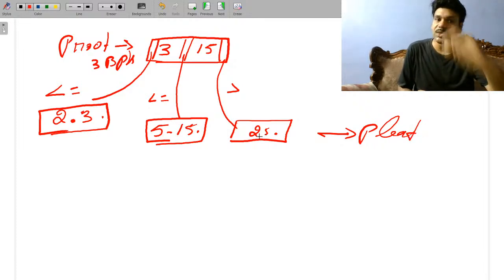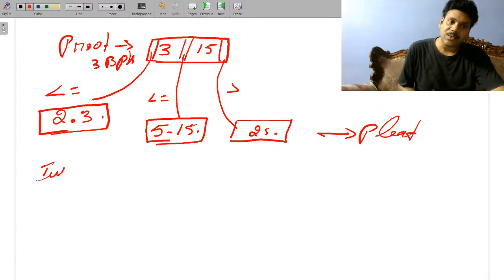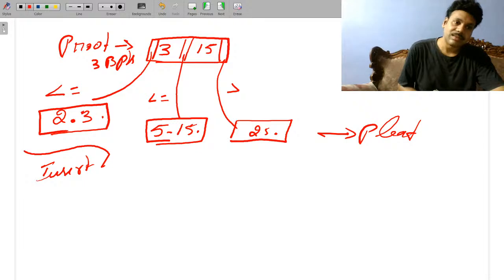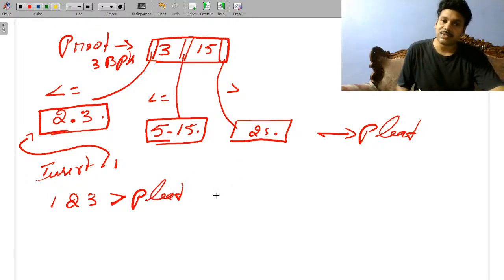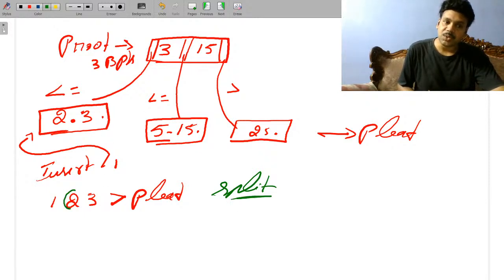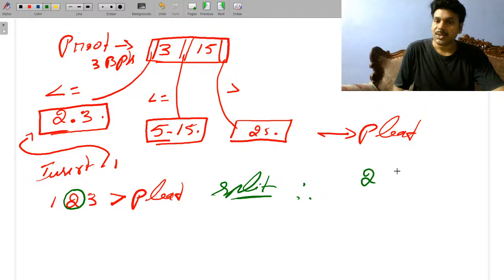Now I want to insert 1. Now when you insert 1, this 1 will be inserted there. 1 and 2 and 3. This is greater than your leaf. Again there is a requirement of split. So this time the 2 will go into the middle. Therefore you please observe 2 here, 3 here, 15 here.